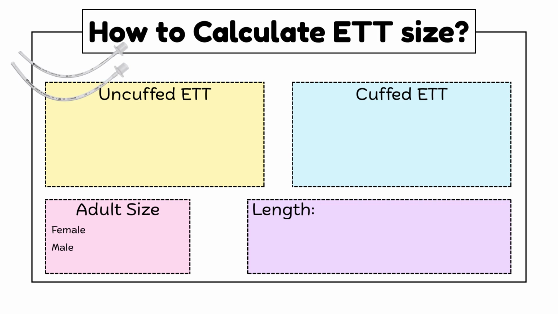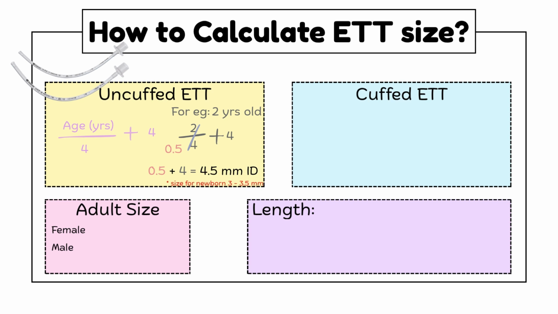For an uncuffed endotracheal tube, the formula to estimate the correct tube size is age in years divided by 4 plus 4. For example, for a 2-year-old child, we put 2 in place of age in years. 2 divided by 4 equals 0.5 and adding 4 gives us 4.5. So, the appropriate uncuffed endotracheal tube size would be 4.5 millimeters.